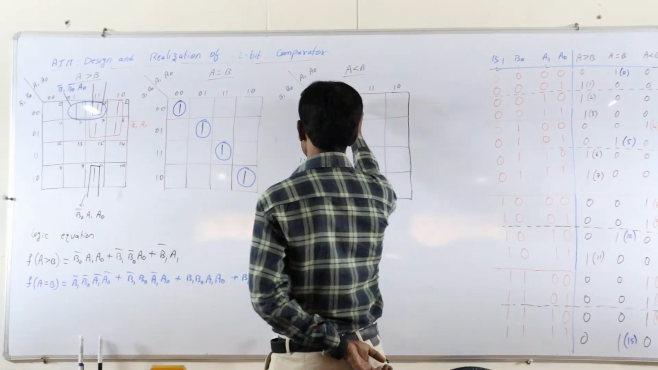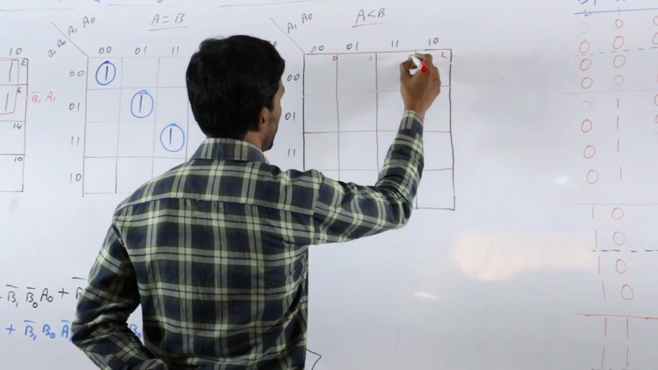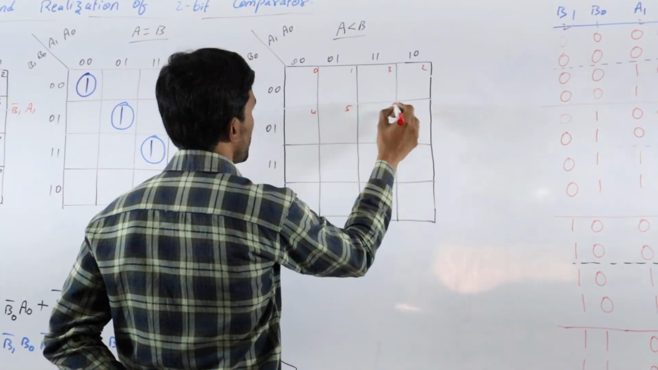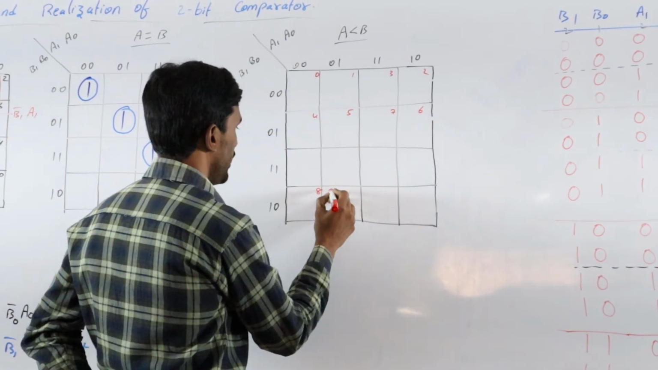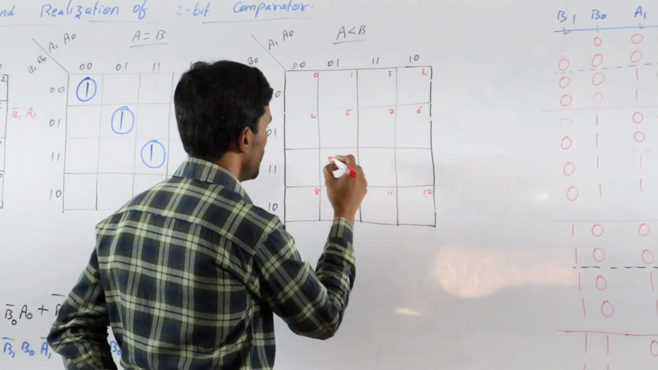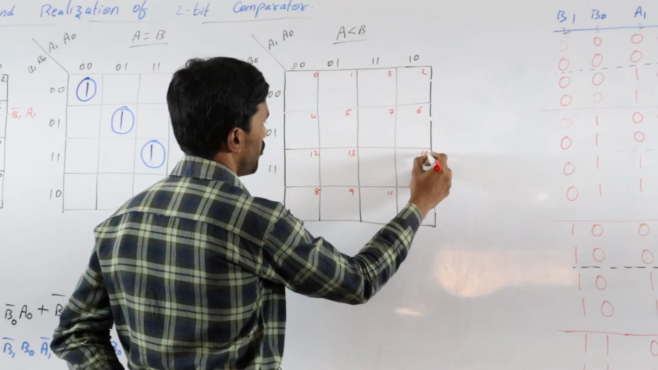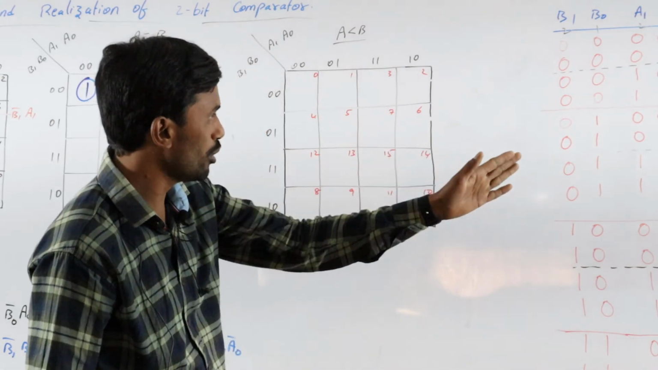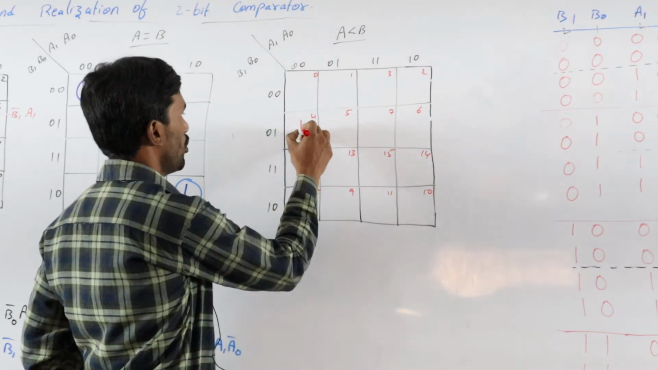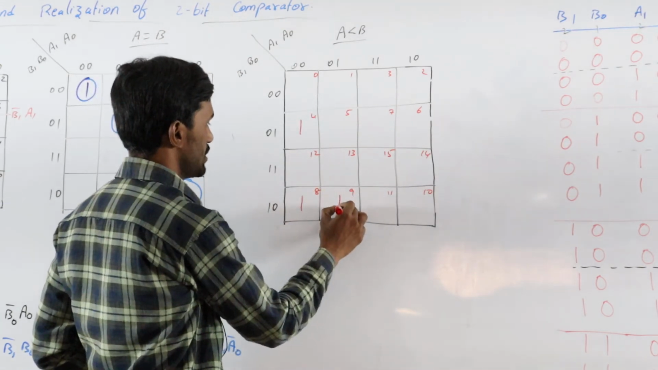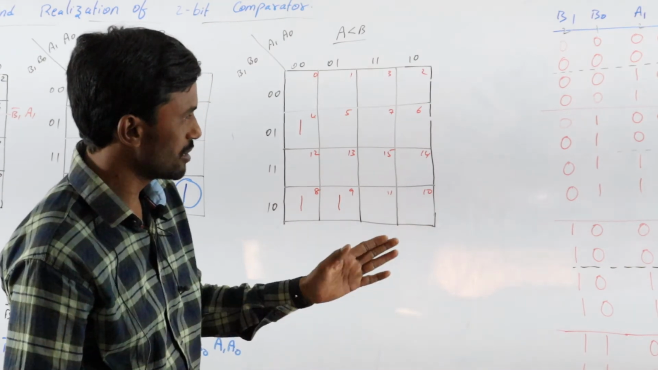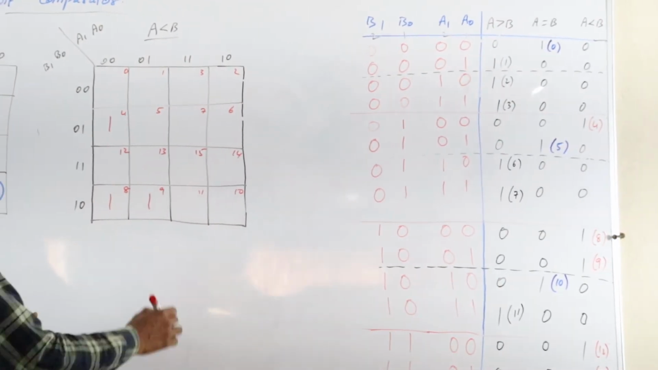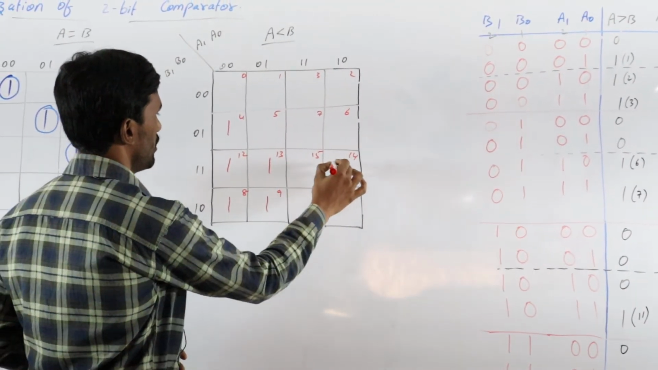Cell numbering first. 0, 1, 2, 3, 4, 5, 6, 7, 8, 9, 10, 11, 12, 13 and 14, 15. Now the numbering: 4, 8, 9. This is 4. This is 8. This is 9. Next, 12, 13, 14. This is 12, 13, 14.